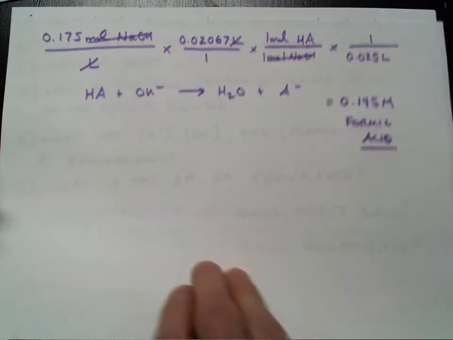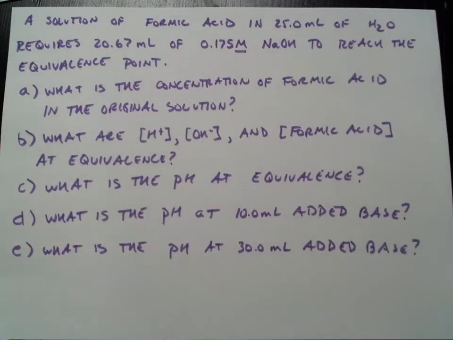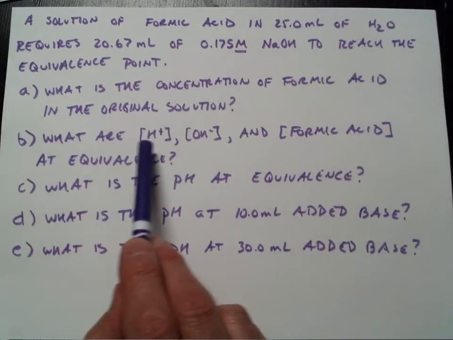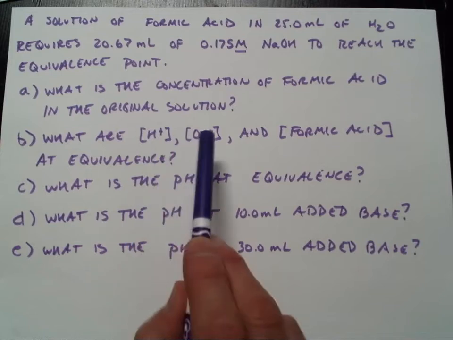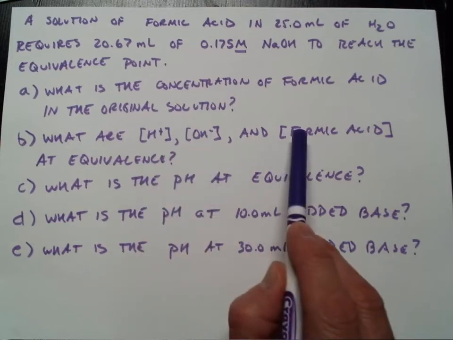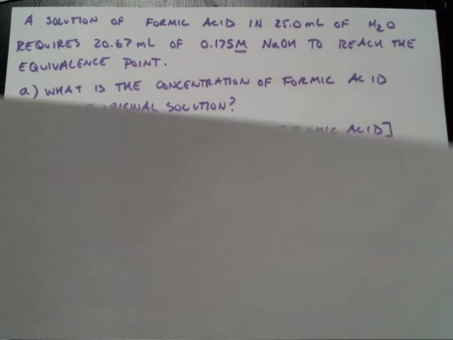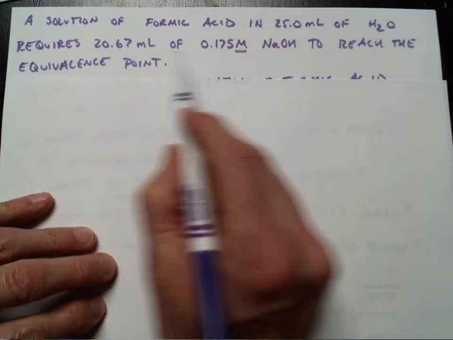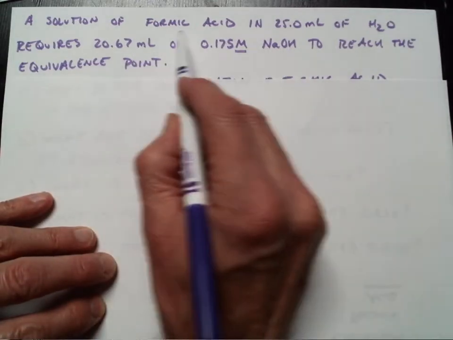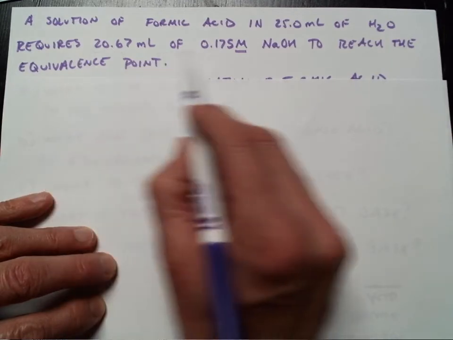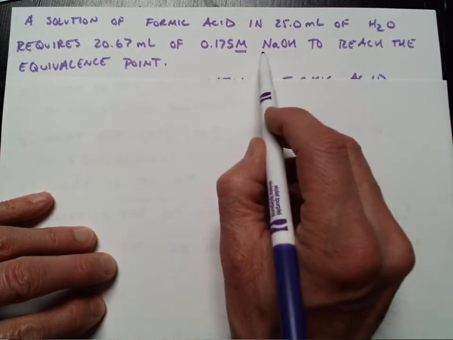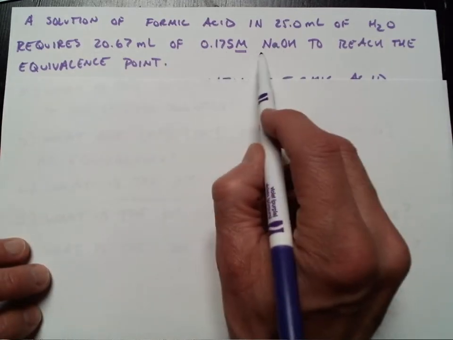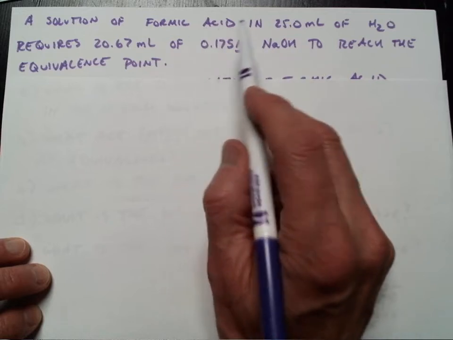What was part B? Part B says, what are the concentrations of protons, hydroxide, and formic acid at equivalence? Okay, what's going on here? So we've made it all the way to the equivalence point. So what happened at the equivalence point? Well, that means we've added enough of the sodium hydroxide solution to react with all the formic acid.